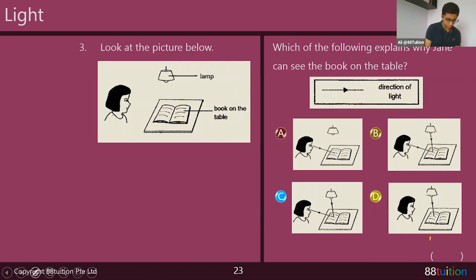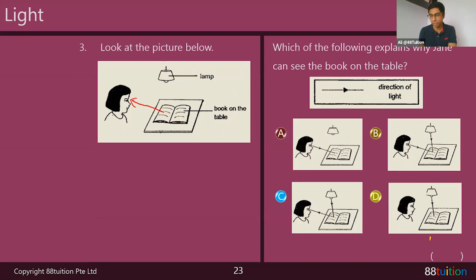So I'm going to draw on the left-hand side. If you are able to see a book, can you see the red line I drew on the left-hand side? Always, always have the line going to your eye, then it is the correct answer.